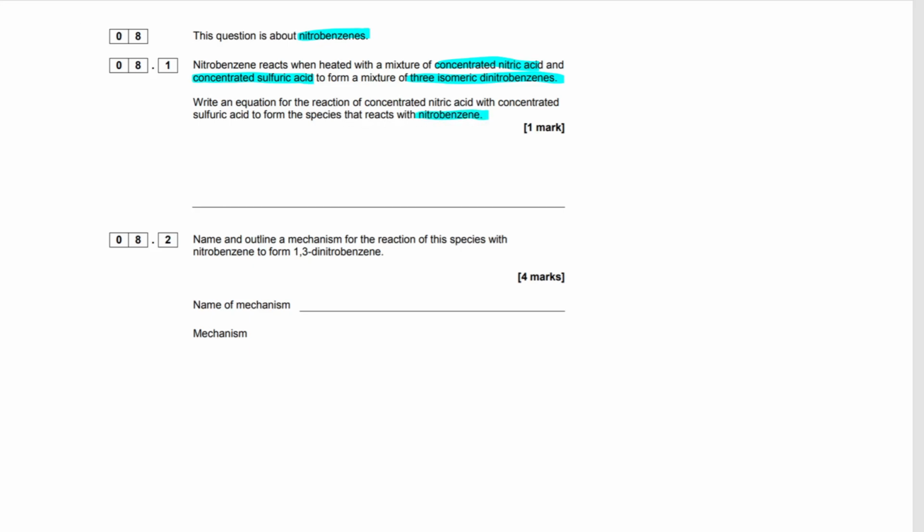So this is the nitration of benzene topic. Even though we're starting with nitrobenzene, it's still a nitration, because ultimately all we're doing is adding on another nitro group, and the nitro group happens to be our electrophile. So we have to write an equation to show the formation of the electrophile, and that is our species right here.